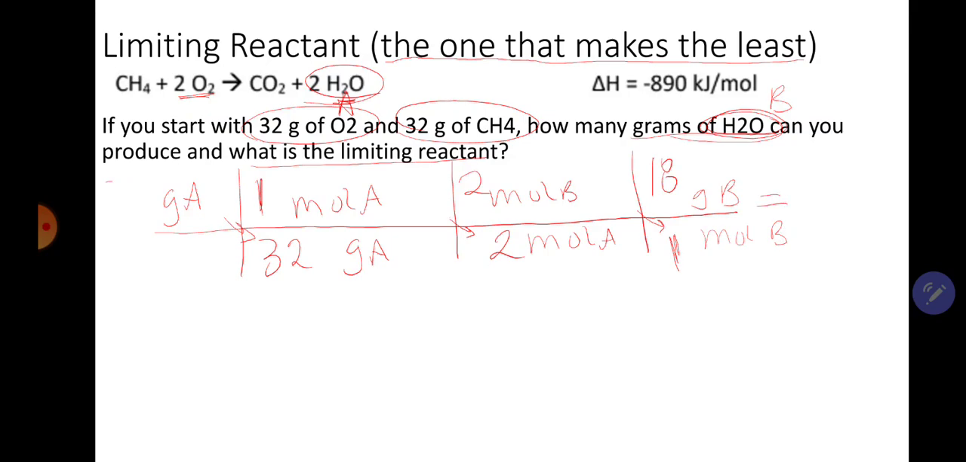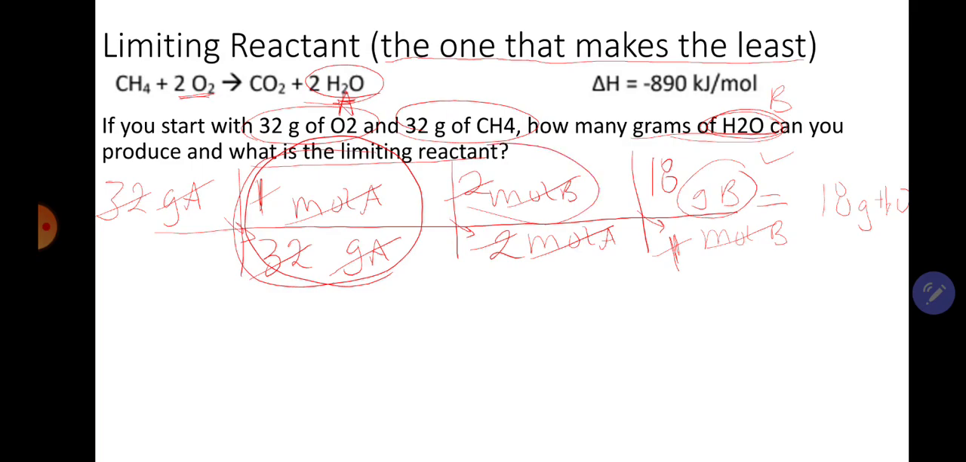Let's see, and we're starting off with 32. My grams cancel, my 32s cancel. Mole A cancels, mole B cancels. We're left with grams. That's good. 2 and 2 cancel because they're on top of each other. If I have 2 over 2, that's 1. 1's cancel. So we would get 18 grams of water because that's what our B is. So the setup is going to be exactly the same. The only thing different is going to be the values of those.